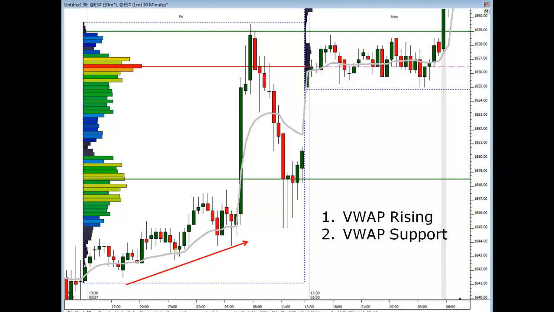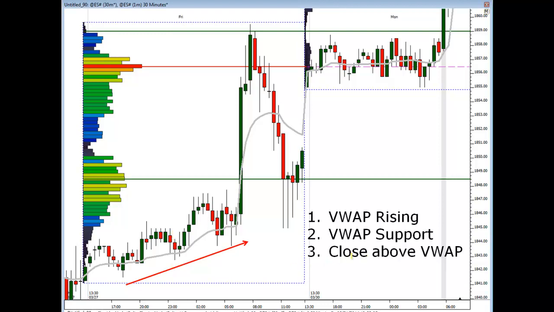Using the VWAP as support, every time prices drop below the VWAP and then come back up and take out the high of the prior candle, that is an entry opportunity for you. So let me repeat: close above the VWAP. Here we are going to close above, and in this case we still don't have the profile developed, so we're not using any of the profile parameters.